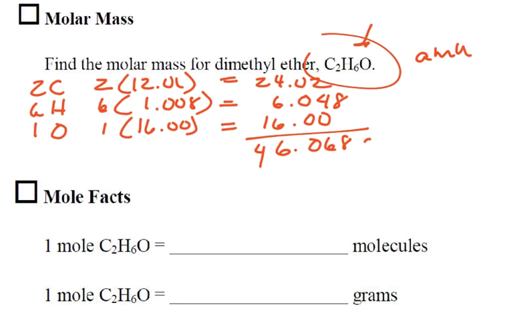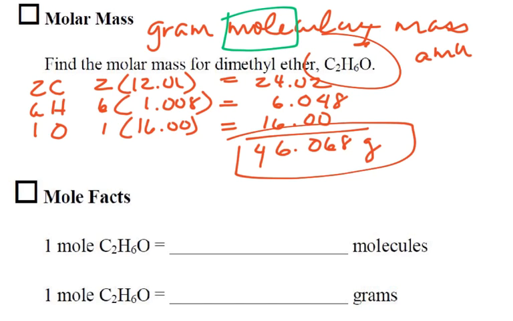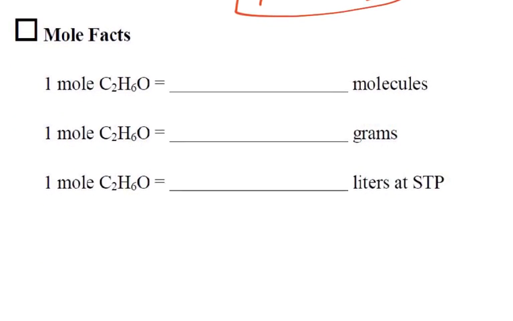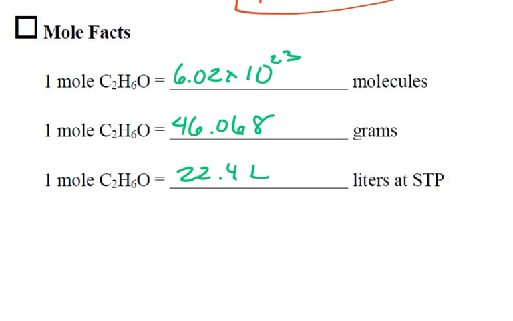But what we're really going to do, we're going to say this is grams, and that grams is 1 mole. So it's the molecular weight written in grams, called the gram molecular weight. Actually, gram molecular mass. And that name is really useful, except it's too long, so we just take the word mole out of that. So 1 mole is 46.068 grams. So now we have some mole facts about this chemical. 1 mole of C2H6O is 6.02 times 10 to the 23 molecules. 1 mole is 46.068 grams, and 1 mole is 22.4 liters at STP.